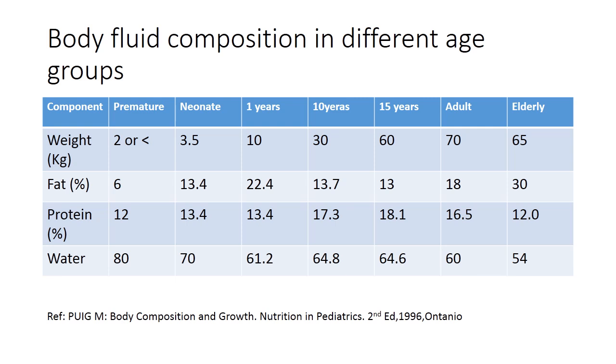Body fluid composition changes as there is growth and development in children. If you look at this table, we'll find that as weight increases, body fat percentage also increases to some extent, and it is very low in premature newborns, whereas it is much higher up to 1 year. The protein percentage in the body gradually increases till adulthood, and the water content gradually reduces till adulthood.